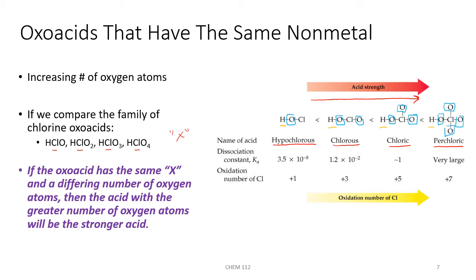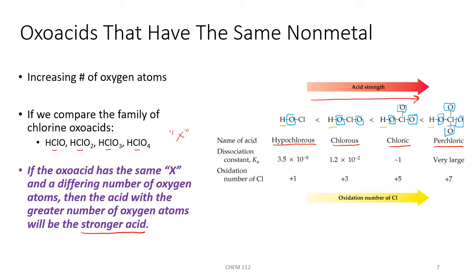And this has to do with how stable the conjugate base is in each case. So you might remember when we learned about resonance structures last semester and how we could draw a varying number of resonance structures depending upon how we could move the location of electrons around. And if something has more resonance, it had a greater stability. So perchloric acid has more resonance in it than hypochlorous acid, and that's because of the greater number of oxygen atoms. So typically, if the oxoacid has the same nonmetal portion, the same X, and it has a different number of oxygen atoms, the acid that has the greater number of oxygen atoms will end up being the stronger acid.